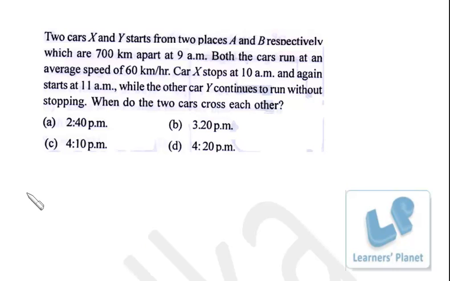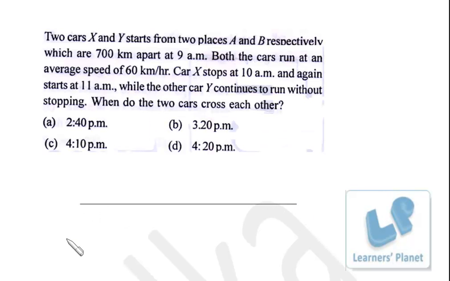So this is the route which they have to cover up. This is the place A and B. Right? Now both of them are leaving at 9 a.m. Okay, and the car X stops at 10 a.m. Suppose car X is starting from this side and Y is starting from this side. After 1 hour, what will be the situation?